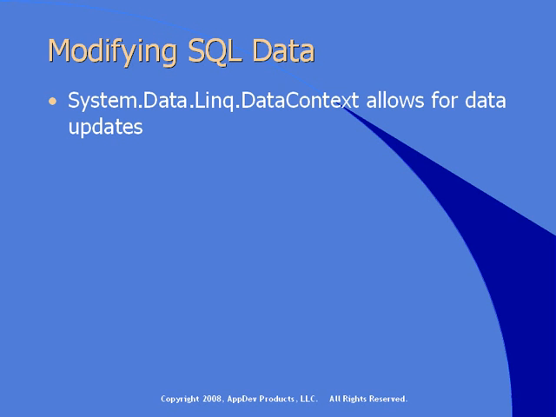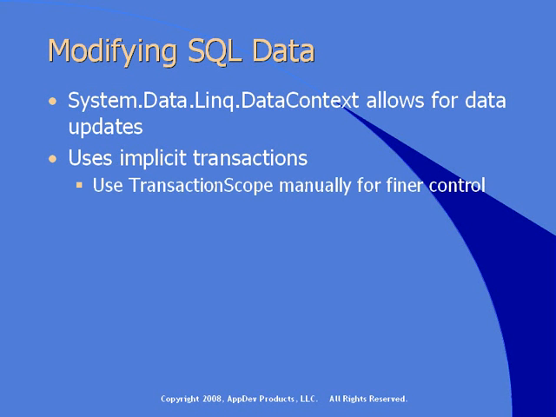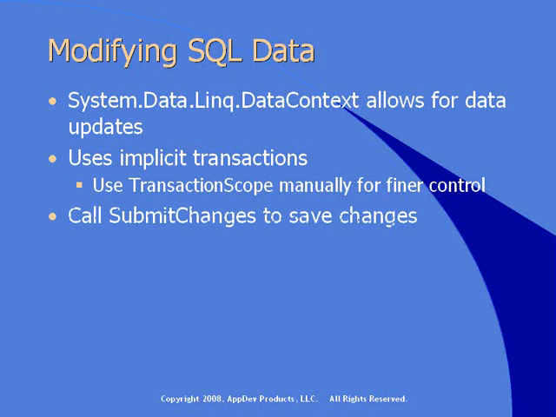The System.Data.Linq.DataContext class, that is, the base for your data context, allows for data updates as well. It generates methods for performing updates against the data. Now, these updates use implicit transactions. If you want finer control, you can use your own transaction scope around the code you write to perform the updates, which allows you to have complete control over the transaction. You call the SubmitChanges method to save your changes. If you don't call SubmitChanges, things aren't saved.